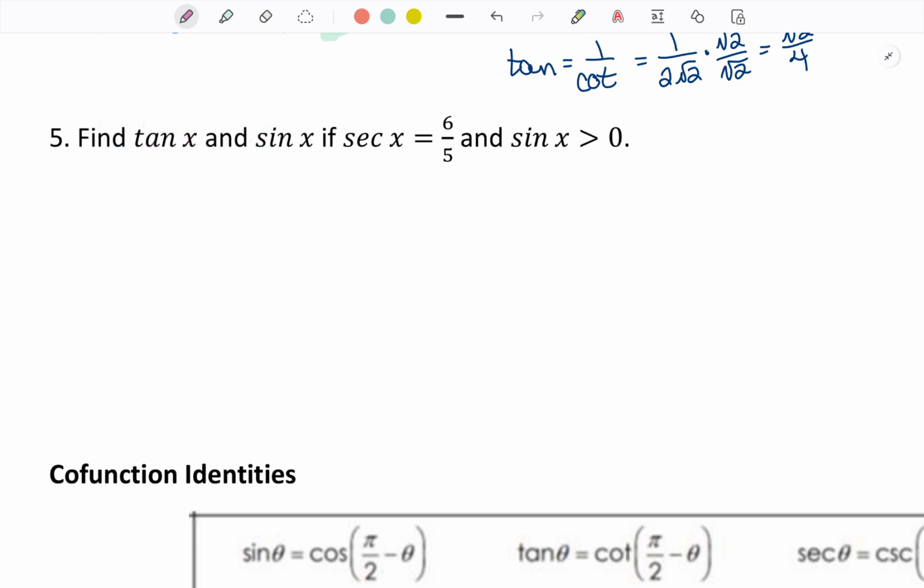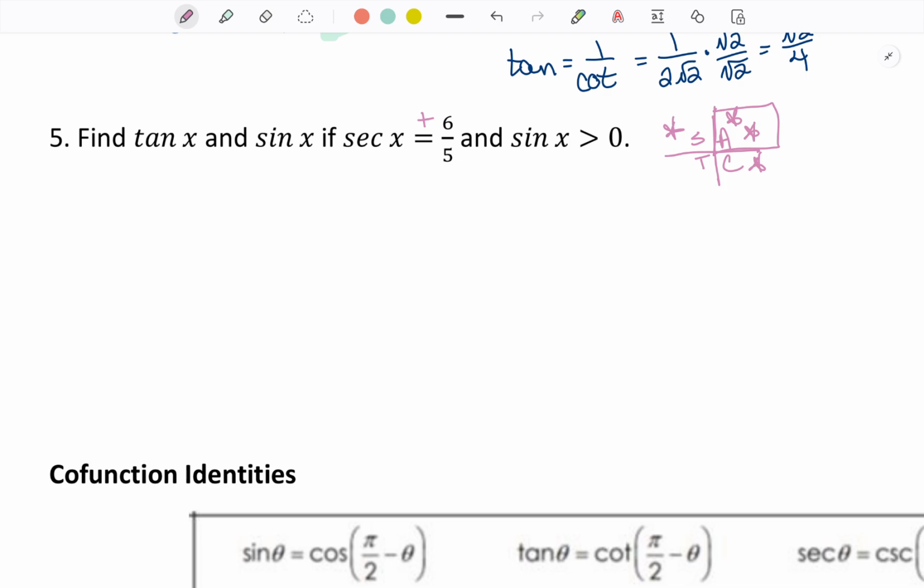All right, so for number 5, we're still using those Pythagorean identities. And now we are going to find tan x and sine x if secant x is 6/5, meaning that it is positive, and sine x is greater than 0. So if we look at our quadrants, then if secant x is positive, secant is friends with cosine, it can be positive in quadrants 1 and 4. And then sine is also positive, and it can be positive in 2 and 1. So we are in quadrant 1.